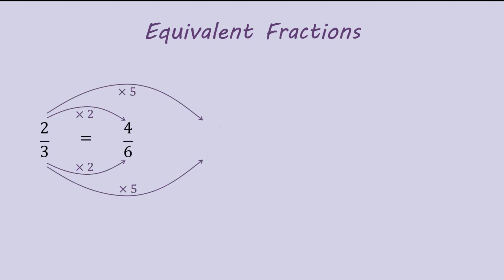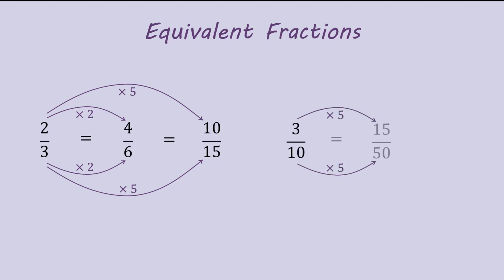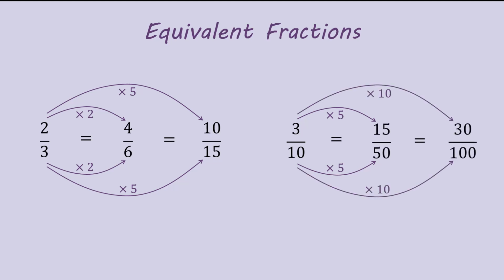Let's try and find some fractions equivalent to 2/3. Multiplying the numerator and denominator by 2 gives 4 over 6, multiplying by 5 gives 10 over 15. We can do the same with 3 over 10, multiplying by 5 gives 15 over 50, and multiplying by 10 gives 30 over 100. Now, equivalent fractions come in useful when we need to compare or order fractions.